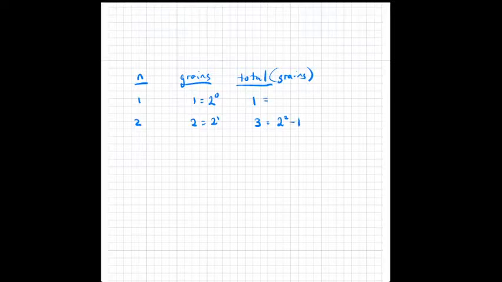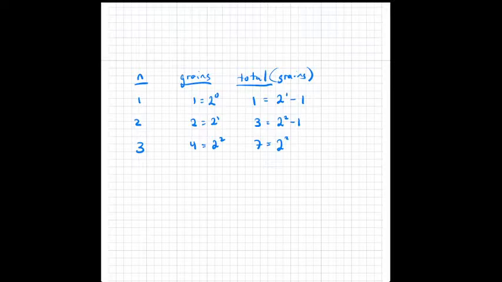Let's look at the third tile. He offered what? 4 grains of wheat, which is 2 squared, because you double the previous. And now the total is what? 4 plus 3, which is 7. Notice that 7 is going to be 2 to the power of 3 minus 1, like this, right?